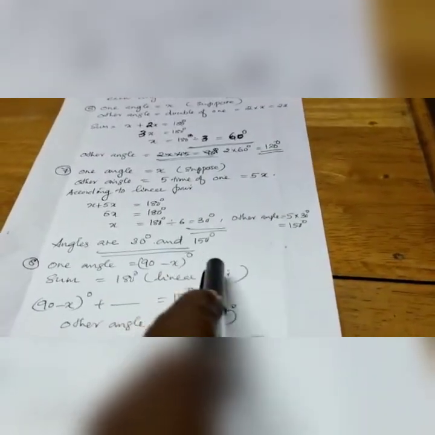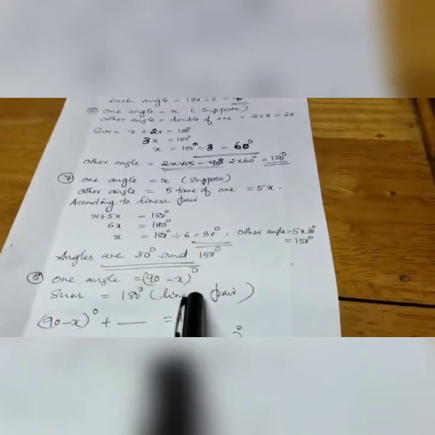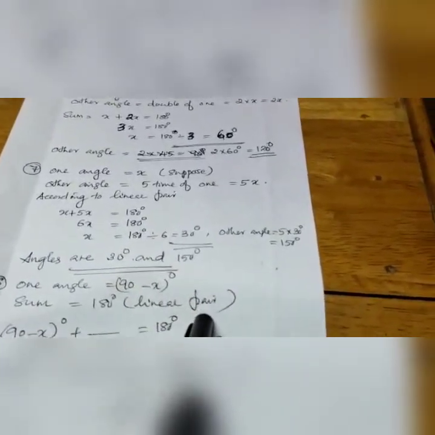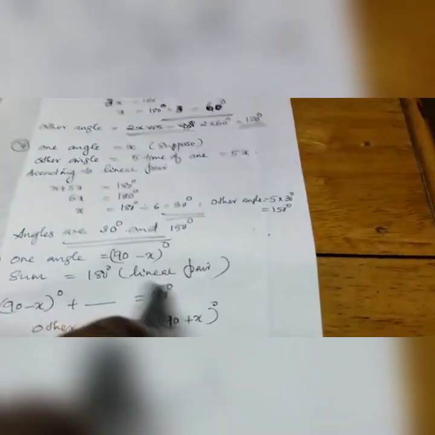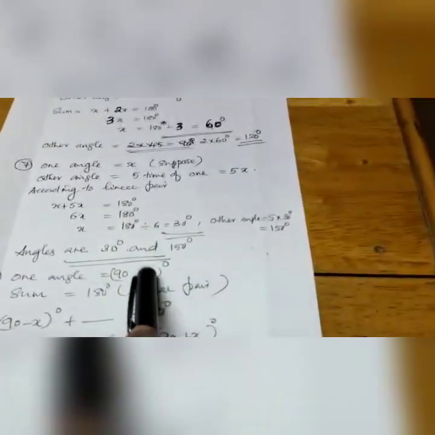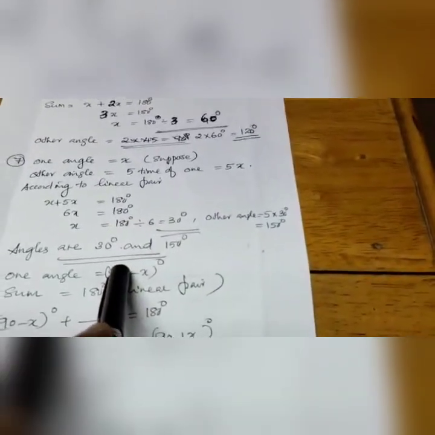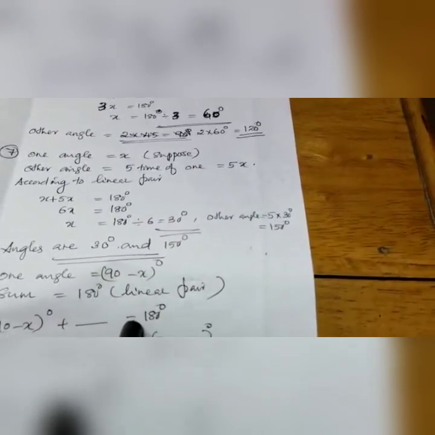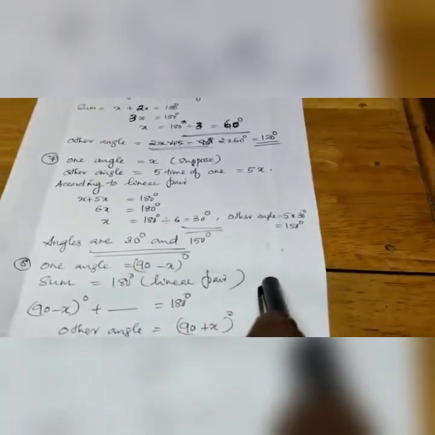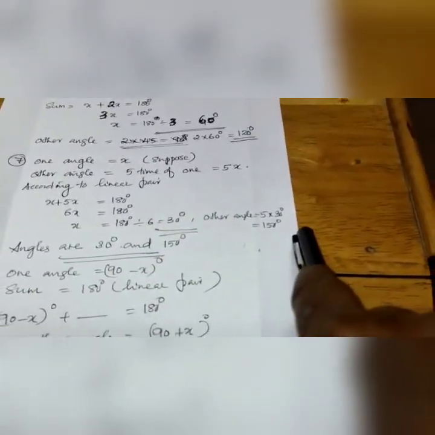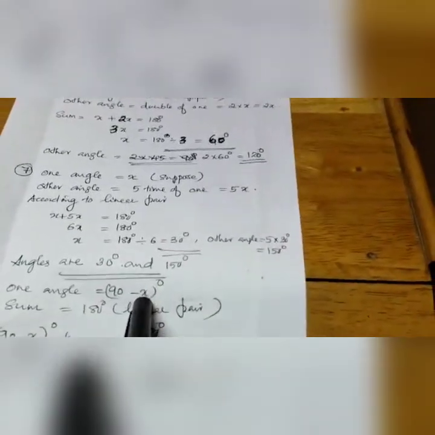Then, one angle is 90 minus x degrees. What's the other angle? We know the sum is 180, that is a linear pair. Here, one angle is 90 minus x. Here the number is 90. We want the number to become 180, so add 90. But we have an x, and that x is taken away.